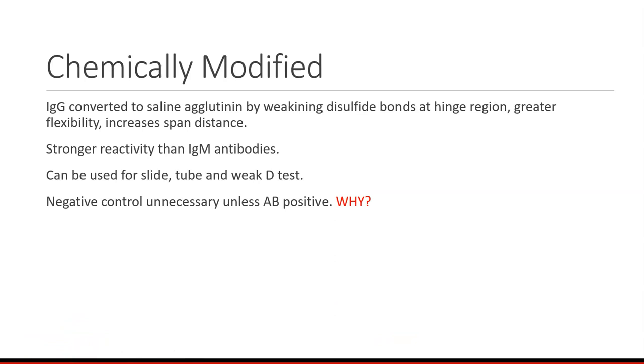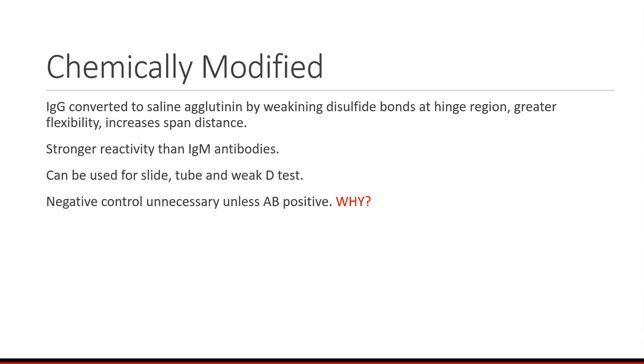Chemically modified is the most popular. IgG is converted to a saline agglutinin by weakening the disulfide bonds at the hinge region of the antibody molecule. This allows greater flexibility so it can increase its span. Think of a Y, make a Y above your head, then you let your arms drop. That's what happens with the IgG. It allows it to grab onto antigens on adjacent cells easier. It has stronger reactivity than IgM antibodies. It can be used for the slide test, the tube test, and the weak D test.